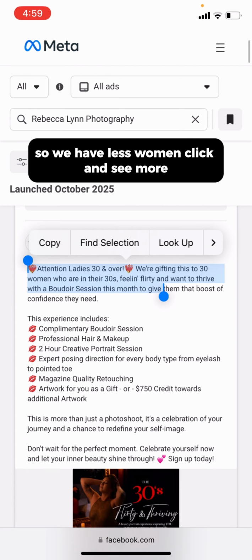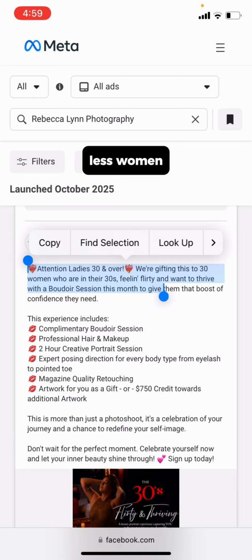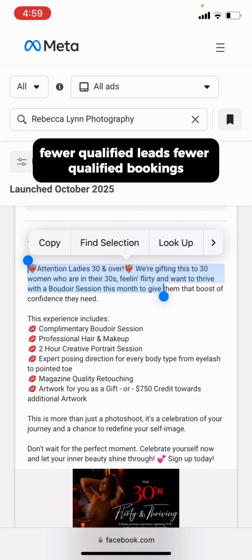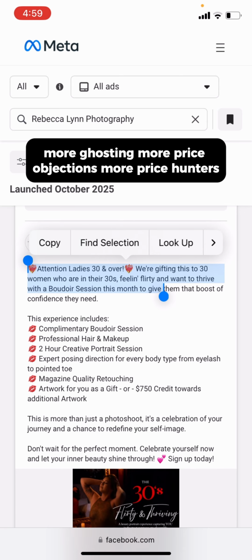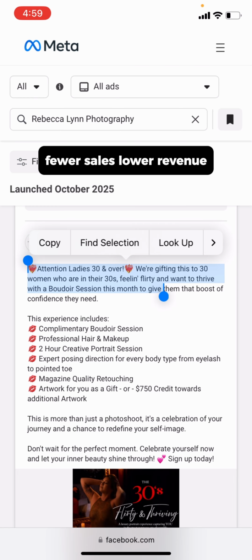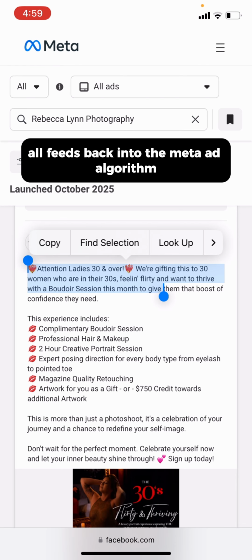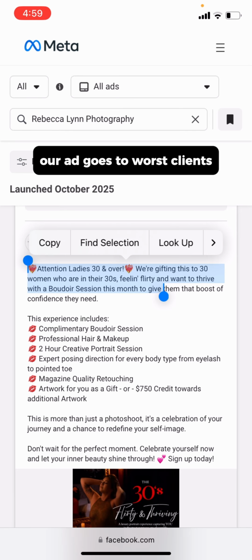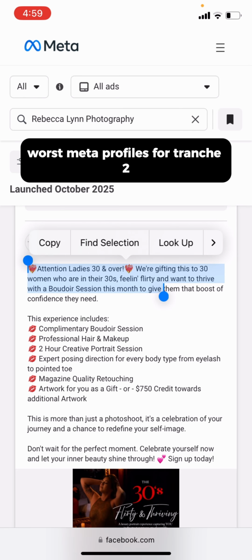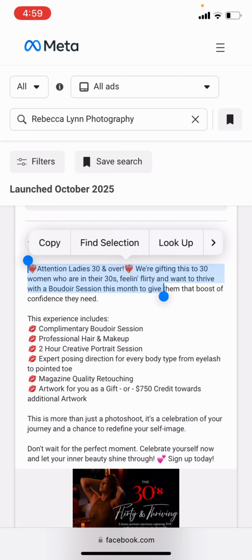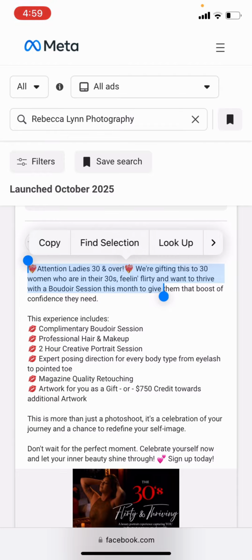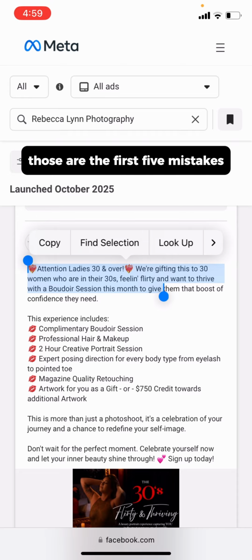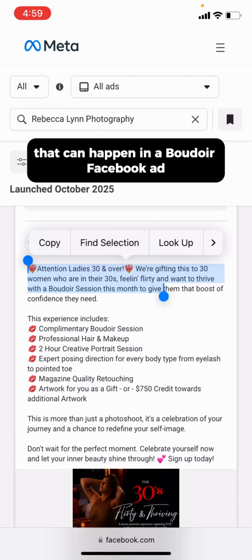So we're going to have fewer women click see more, fewer women coming pre-qualified, fewer qualified leads, fewer qualified bookings, fewer qualified sales calls, more ghosting, more price objections, more price hunters, fewer sales, lower revenue, lower ROAS, lower conversions. All feeds back into the meta ad algorithm. Our ad goes to worse clients, worse meta profiles for tranche 2, and we have entered the downward spiral of despair based off our tranche 1 data. All right, so those are the first 5 mistakes that can happen in a Boudoir Facebook ad.